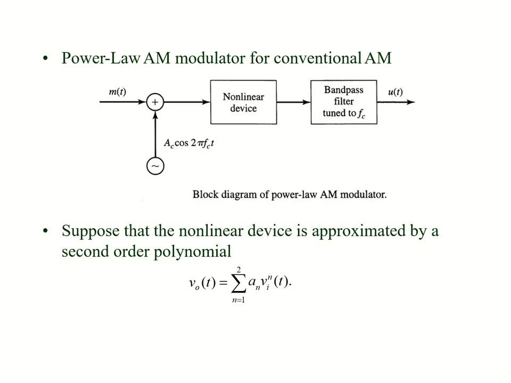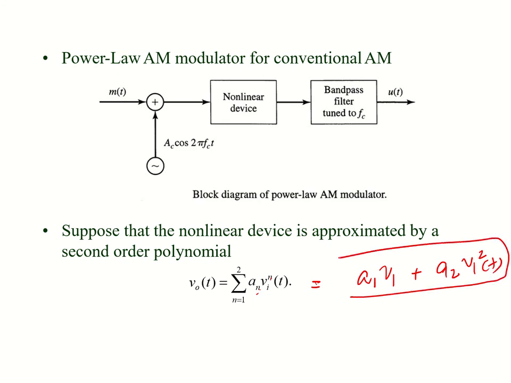Now let's see how it will be implemented. If I make it a second order approximation, I can write this as a1 times v1, plus a2 times the square of the input. So that will be the second order approximation. What is our input here? This is the nonlinear device which we are implementing using the second order approximation.